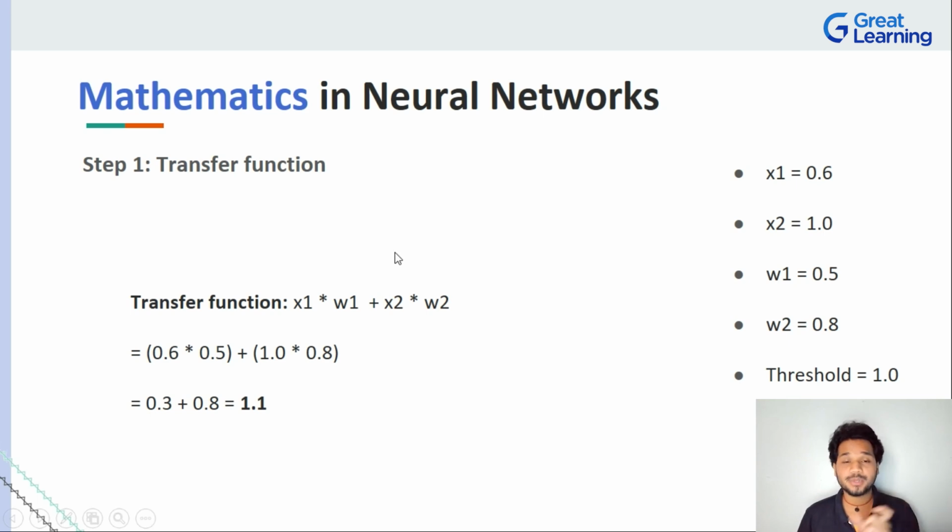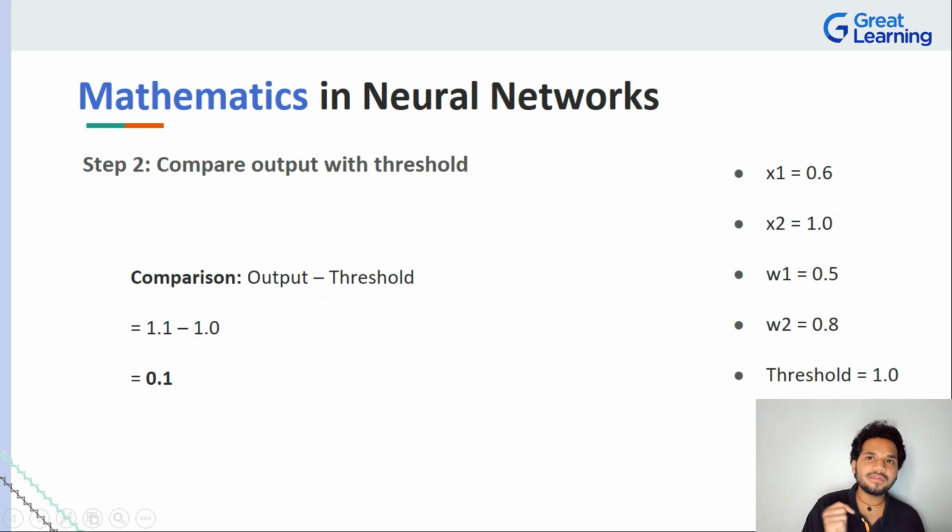Remember what I told you, x1 w1 plus x2 w2, that is giving us the transfer function. Now, I have all these values on your right and the calculations on your left. Once we calculate x1 w1 plus x2 w2, we get a value of 1.1. But you remember that the threshold was 1. Now, what are we doing with the threshold? Why do we require it, and how is it associated with the value that we got?